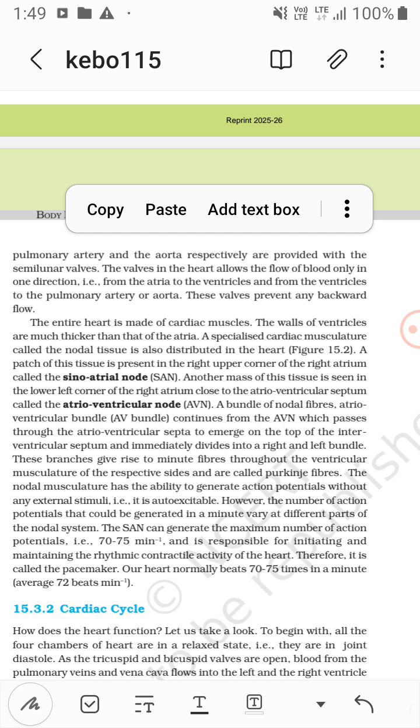The nodal musculature has the ability to generate action potential without any external stimuli. This is why it is called autoexcitable. However, the number of action potentials that could be generated in a minute varies at different parts, and it is responsible for initiating and maintaining the rhythmic contraction of the heart, and therefore it is called the pacemaker. Our heart normally beats 70 to 75 times in a minute.